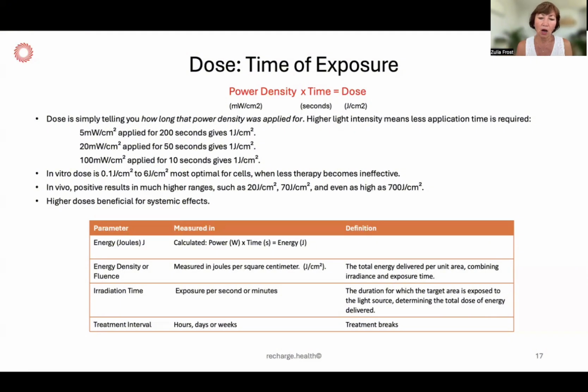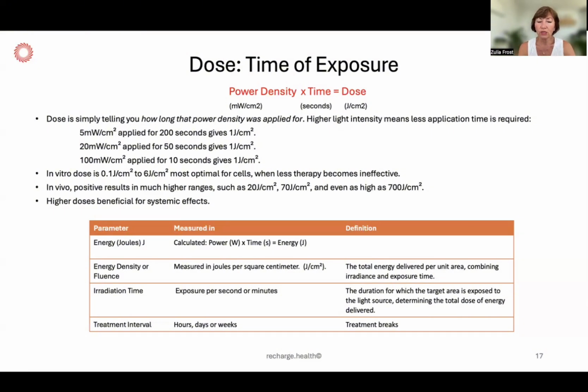However, for laboratory animals like mice, or human beings, we need more energy. In vivo studies, that is studies on animals, show different ranges, for example 20 joules per centimeter square, or 70, or even 700 joules per centimeter square. So you can see the requirement goes higher when the animals and the humans are bigger. The higher doses also tend to show beneficial systemic effects.